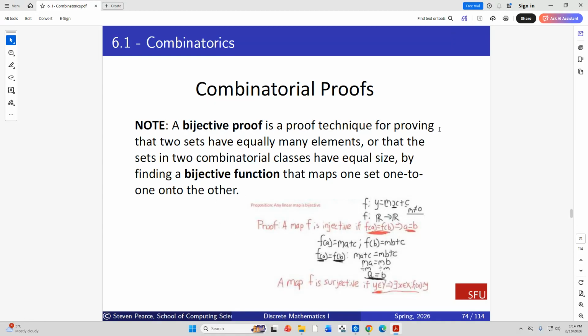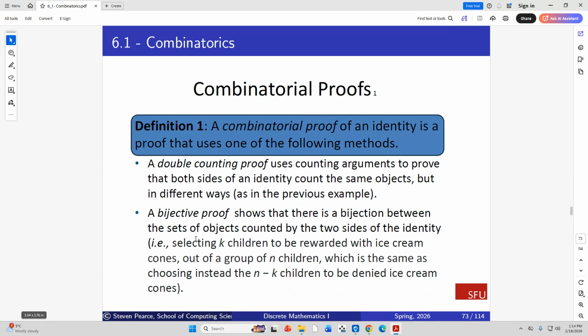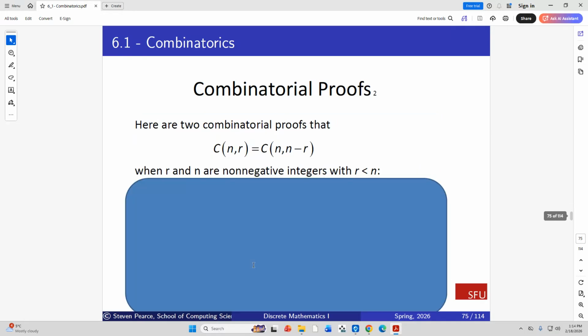A bijective proof is a technique for proving that two sets have equally many elements, or that the sets in two combinatorial classes have equal size by finding a bijective function that maps one set one-to-one onto the other. Okay, so just accept that for now. You don't need to really understand this until we hit chapter 9. So that's just a taste of what's going on, and that justifies what we mean here. This is good enough for you to understand what a bijective proof is by looking at this example with children and ice cream. Okay, let's have a look at this now.